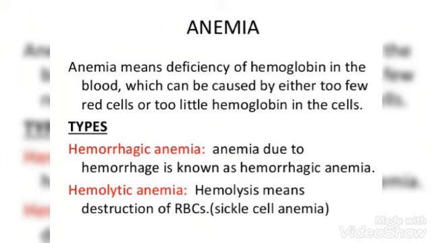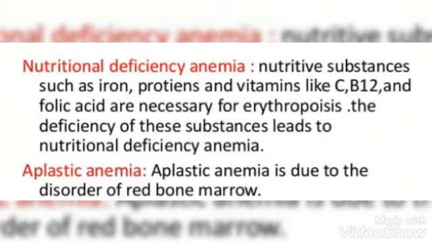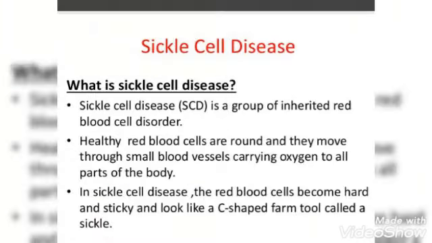Anemia is categorized into many types. Hemorrhagic anemia occurs due to hemorrhage. Hemolytic anemia is a condition where hemolysis occurs, meaning destruction of RBCs. This is also known as sickle cell anemia. Aplastic anemia is due to the disorder of red bone marrow, and nutritional deficiency anemia occurs due to deficient intake of nutritive substances like iron, protein, and vitamins like C, B12 and folic acid that are necessary for erythropoiesis.